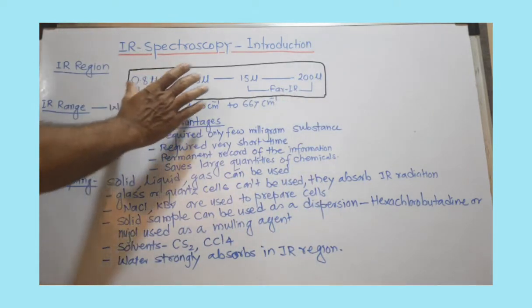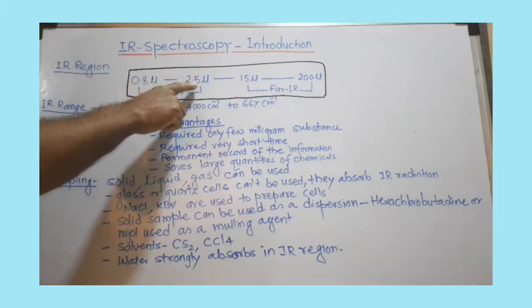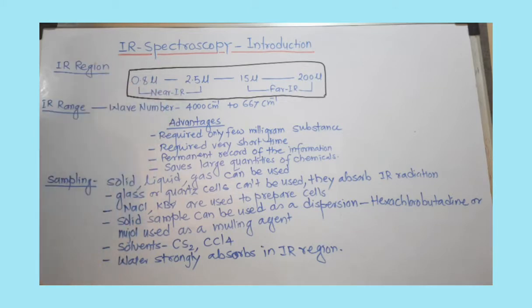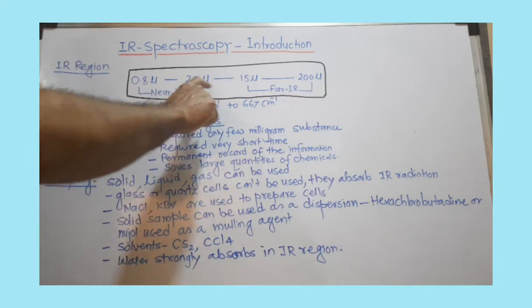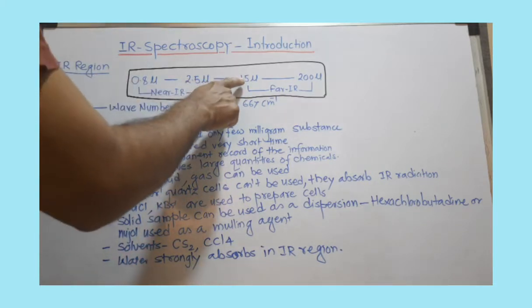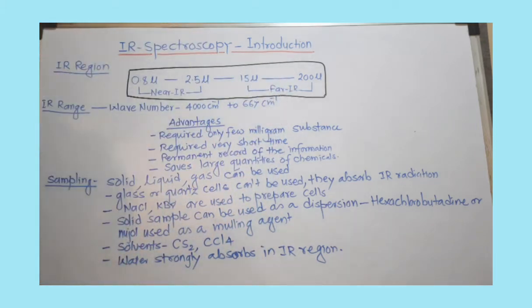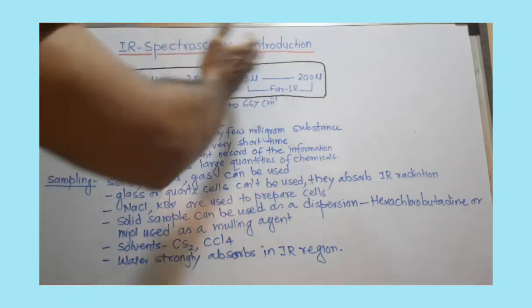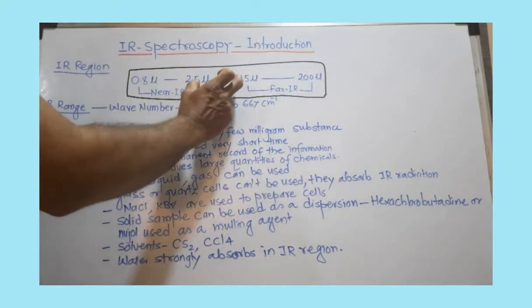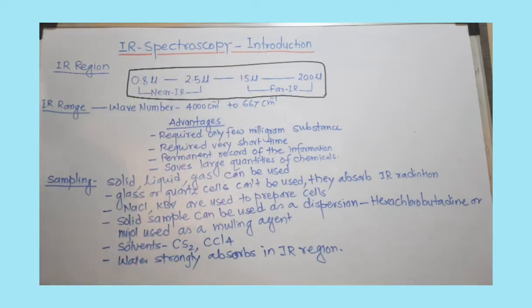So we can divide it into three regions actually. From 0.8 micron to 2.5 micron, it is called near IR. From 2.5 micron to 15 micron, it is called the IR region. And from 15 micron to 200 micron is called far IR. So as wavelength increases, energy decreases. Actually, 2.5 micron to 15 micron is the region which is important for IR spectroscopy.